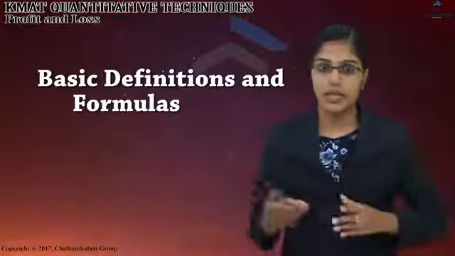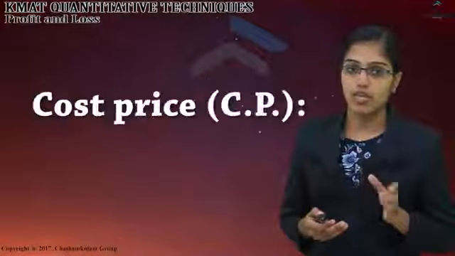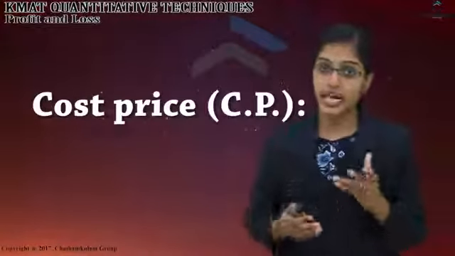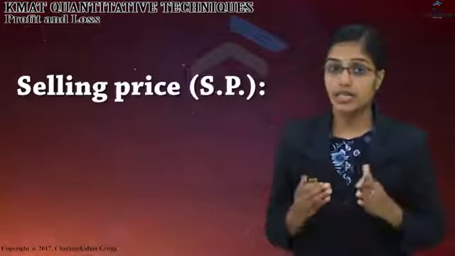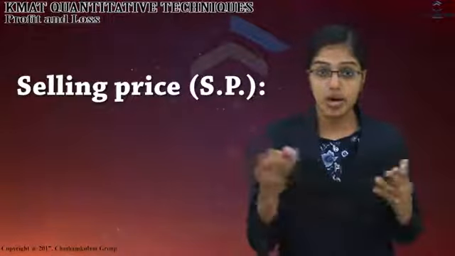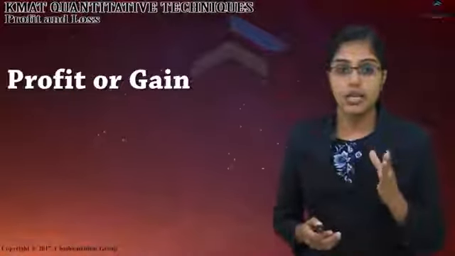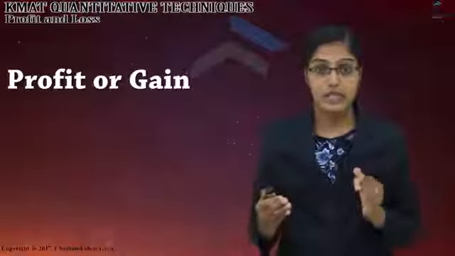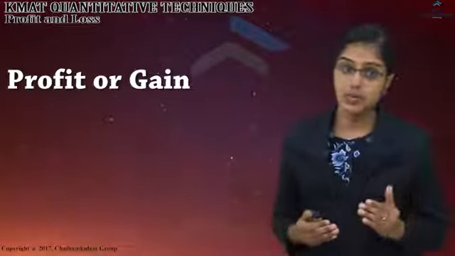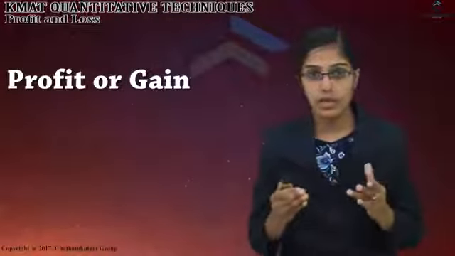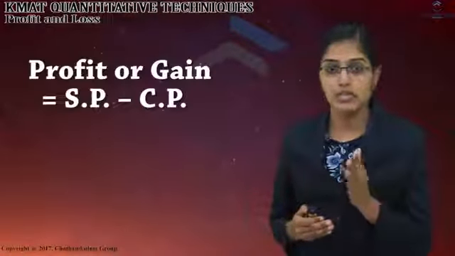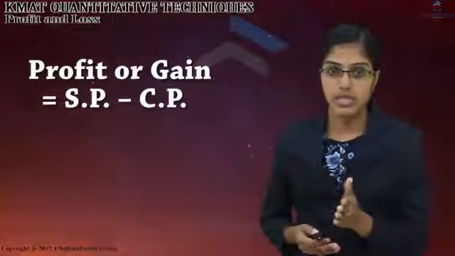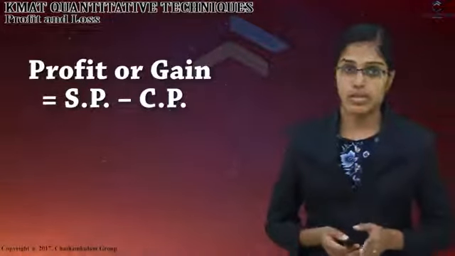Next we have to discuss basic definitions and formulas. First one is cost price. This is the price at which an article is purchased. Next, selling price. This is the price at which an article is sold. Next one is profit or gain. If the selling price is more than the cost price, the difference between them is the profit incurred. The formula is SP minus CP, that is selling price minus cost price.